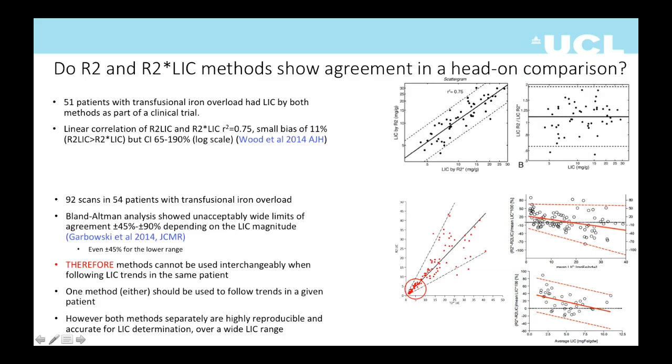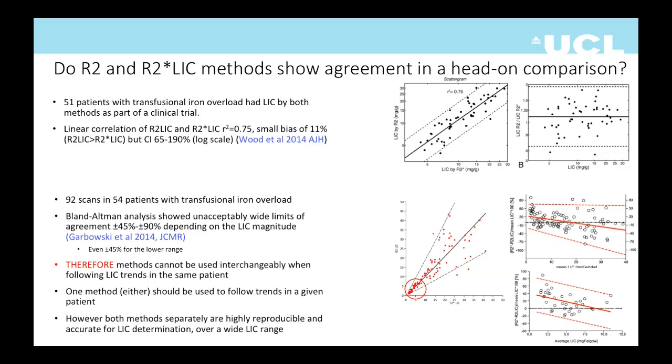And when we did this on a greater number of patients, it's not here in a log scale, you can see that the fanning out effect is quite large. So the T2 star LIC and the Ferriscan LIC is here. I mean, there is no agreement. If you do Bland-Altman, it just changes from plus minus 45% at the lower end to plus minus 90% at the upper end. And even for that lower end, it's not optimal because it's plus minus 45%. So that's not really acceptable.